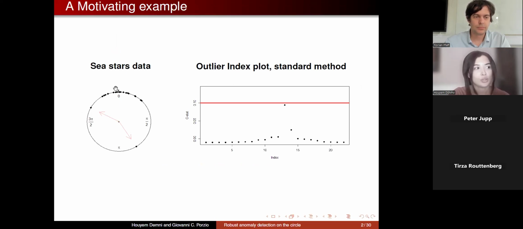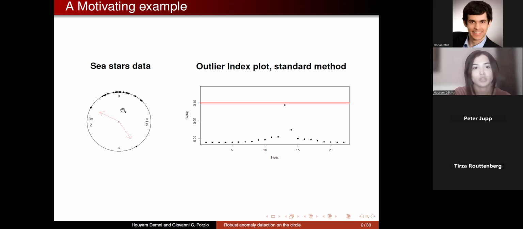So here on the circle, we have two observations that seem to be far away from the majority of the data. If we use a standard method here, using the outlier index plot, where we have our data points and then the thresholds, we see that none of the points are declared as outliers. So we developed another procedure in order to detect outliers on the circle using robust methods.